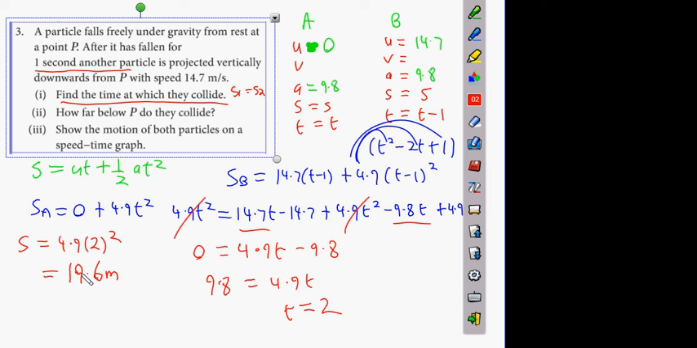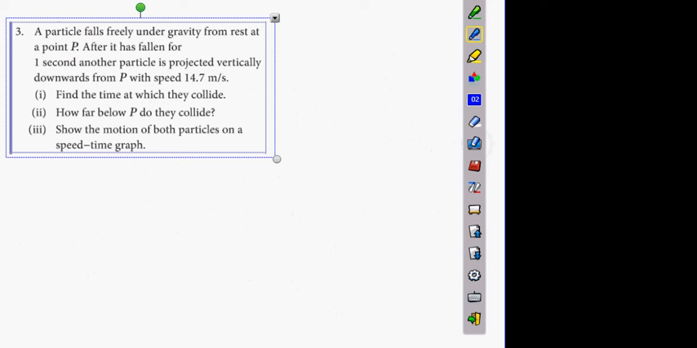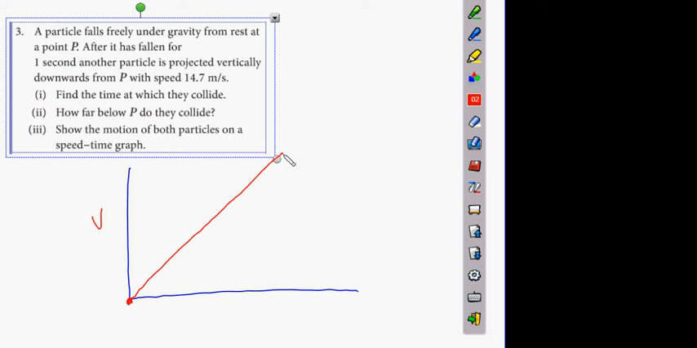Show the motion of both particles on a speed-time graph. So we actually have to do the speed-time graph eventually, okay? So, here's what we do. In this case, we have a speed-time graph, so the first particle we're going to say starts at t equals 0. It starts off from rest, so it starts off here, and it just goes all the way up. The second particle starts a second later, so we're going to offset it by a second, and we're going to start it at 14.7 meters per second.